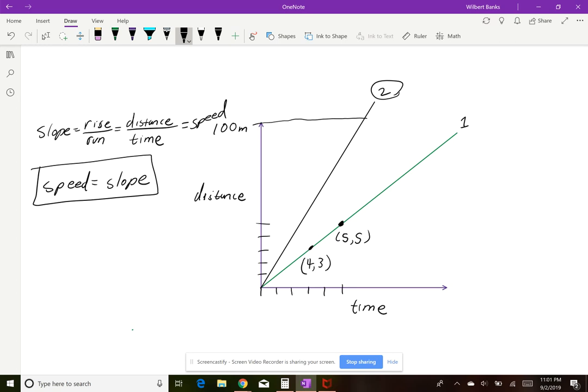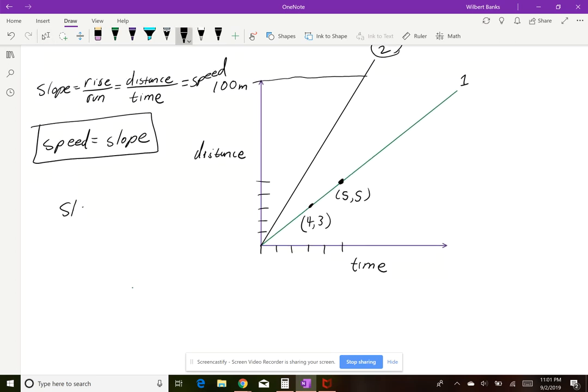If I was to ask for the slope, it equals rise over run, but it's x, y2 minus y1 over x2 minus x1. So y2, that's going to be 5 minus 3, over 5 minus 4.